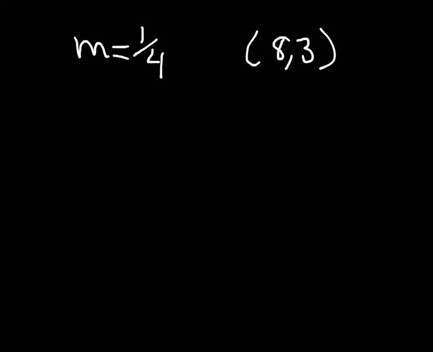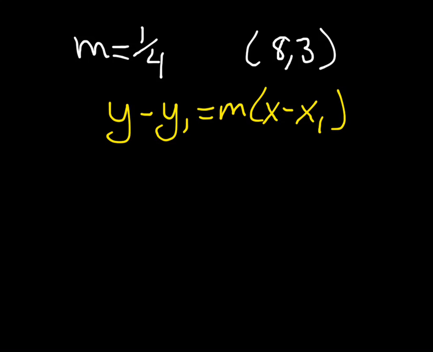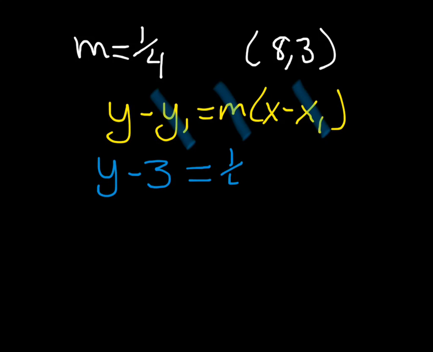So on that number 8, some of you are finishing up. That's fine. You had a slope of 1/4. You had a point (8, 3). Point-slope formula: I need to plug in my y coordinate, my slope, and my x coordinate. So I'm going to take y minus 3, that my y coordinate is 3, equals 1/4 times (x minus 8).